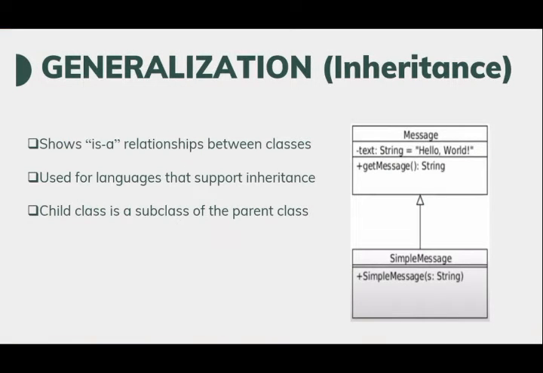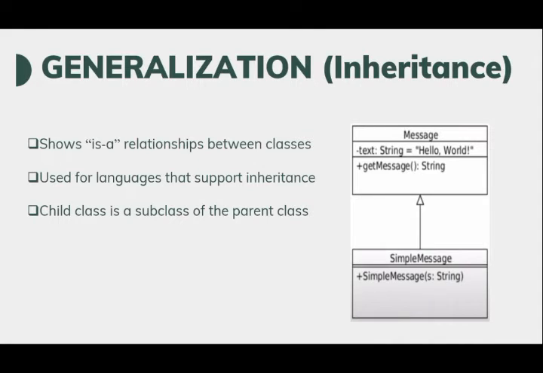First is generalization. It shows an is-a relationship between classes, which is used for languages that support inheritance. A child class is a subclass of a parent class.